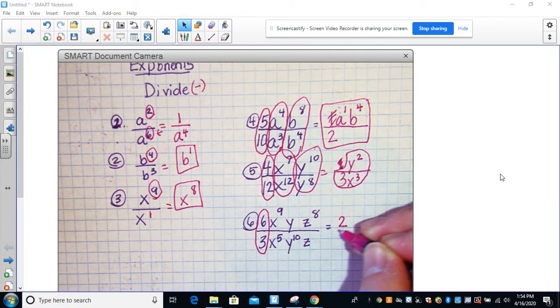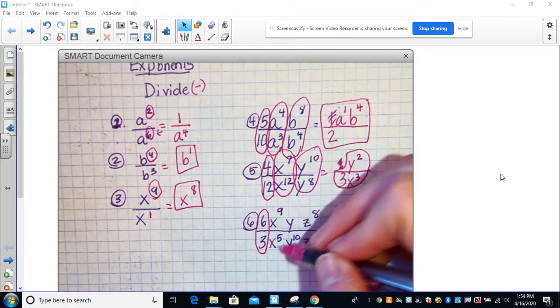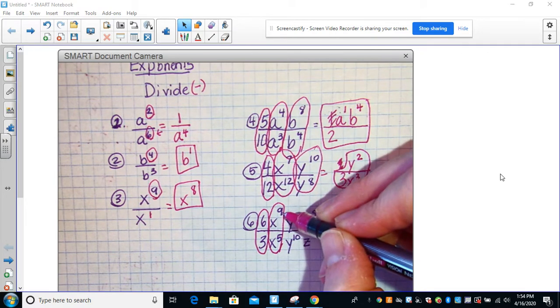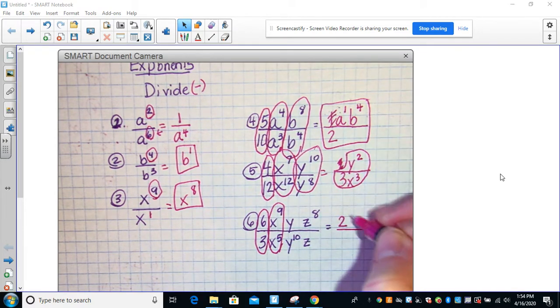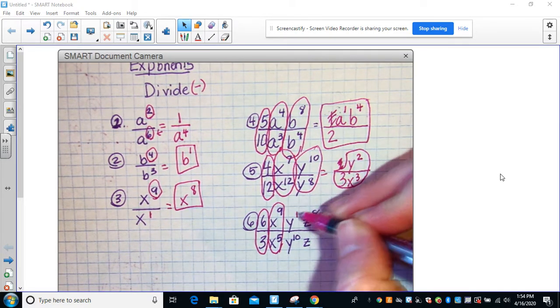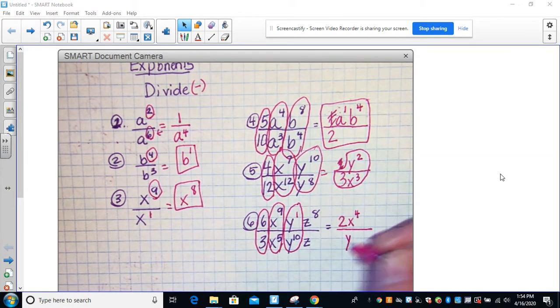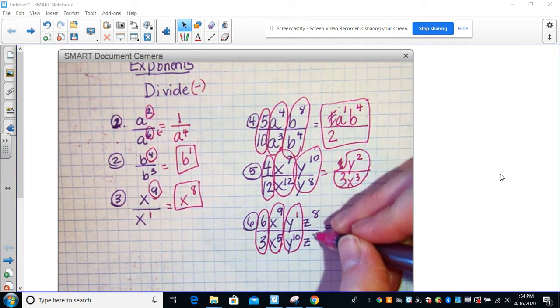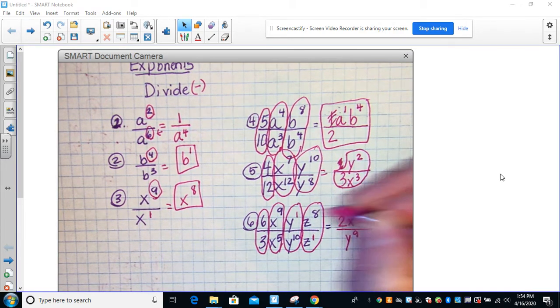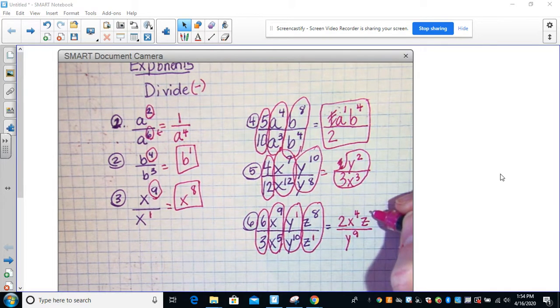Finally, here we have 6 over 3. That actually reduces to a whole number 2. Now look at your X's. The top one wins by 4. So the X has got to go on top because that's the one that won, and it won by 4. The Y's, put a 1. The one that's bigger wins, so that's where the Y goes. It's on the bottom, and it won by 9. 10 minus 1 is 9. Put a 1 with this Z. The top one wins by 7.